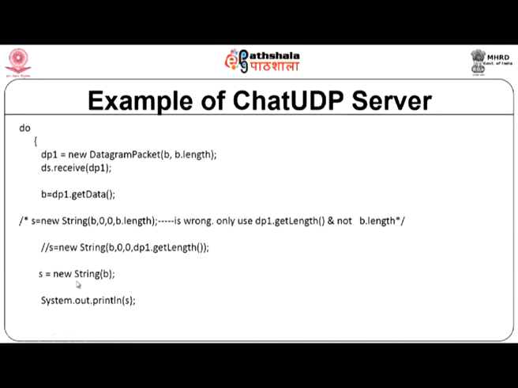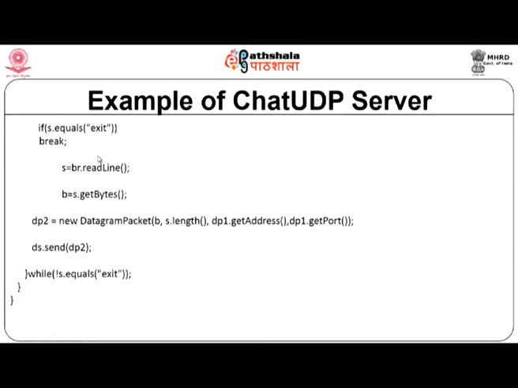So, now we convert this byte array to a string. You make use of the constructor of the string class to convert this byte array to a string object, and you try to print it on the screen or the console. So, this is a chat. What we are trying to do is make this connection between the client and the server until the server or the client gives an exit string. So, if S equals exit, you are going to break, or else you try to read something.